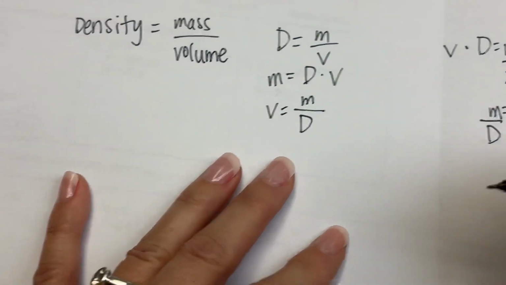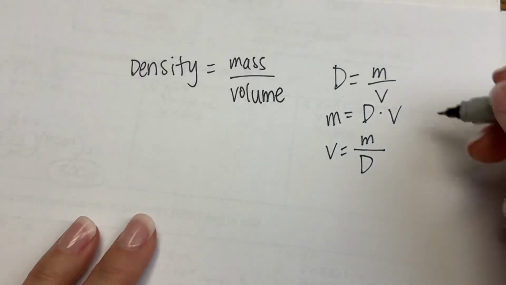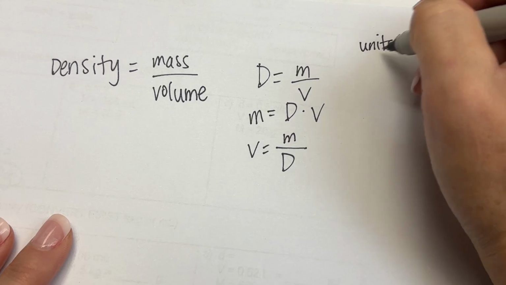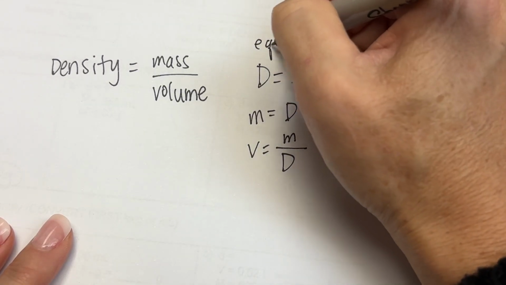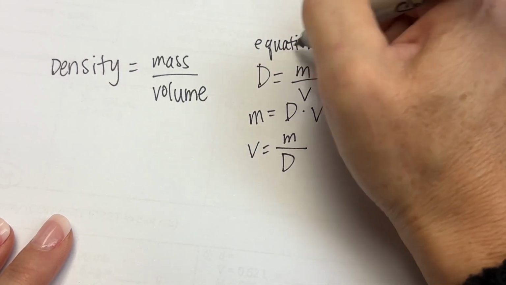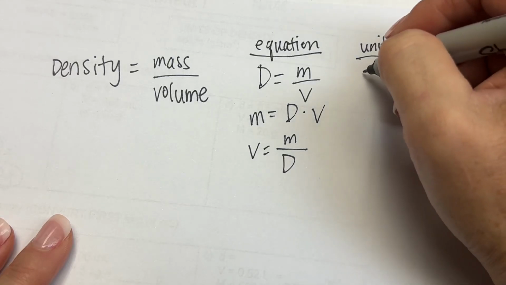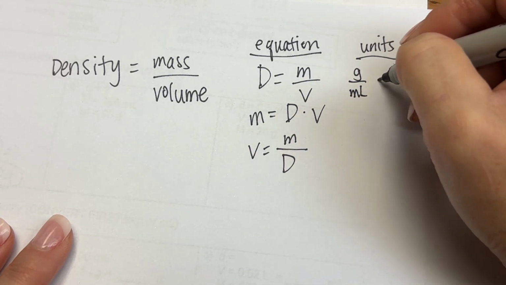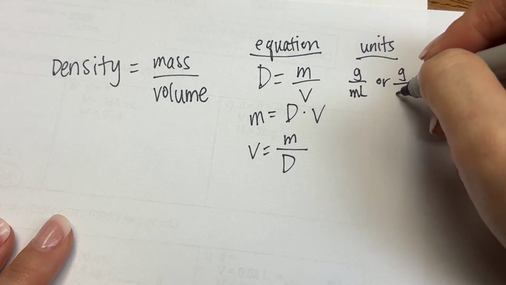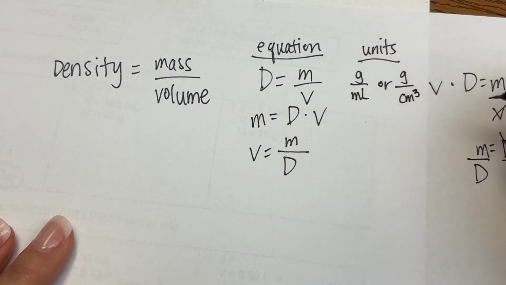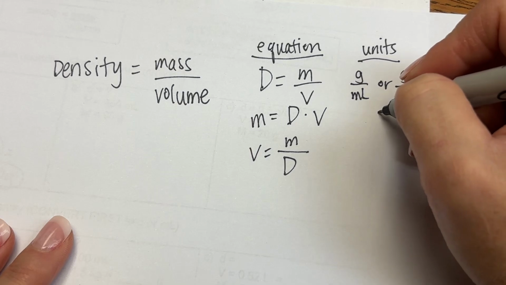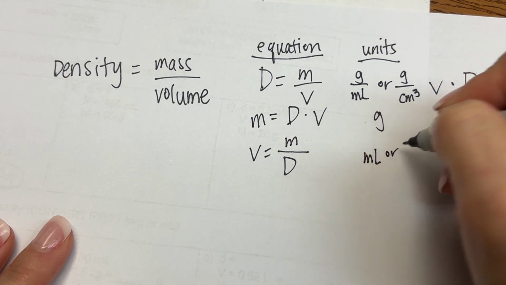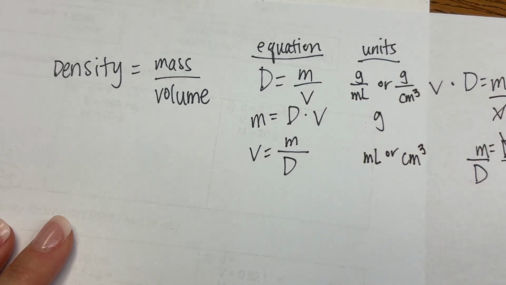Okay, now what we're going to do here is make sure we know the units for each. So this is the equation, and this is the units. So the units for density are grams per milliliter or grams per centimeter cubed. We have mass equals grams, volume equals milliliters or centimeters cubed.